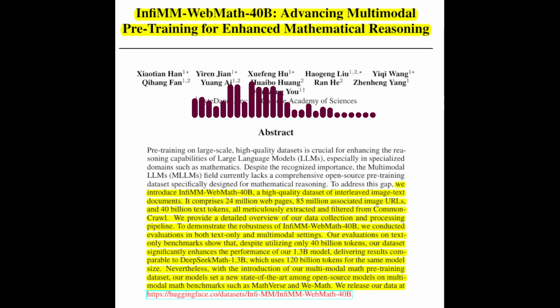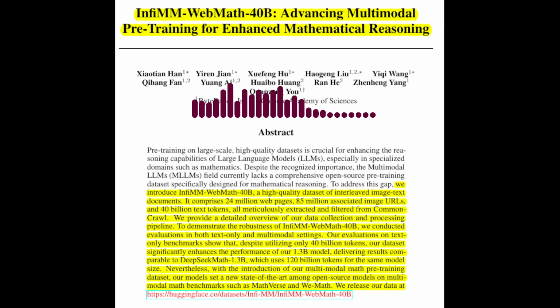So how does InfiMM-Math 40B address these challenges? InfiMM-Math 40B is a large-scale multimodal dataset that combines text and image data extracted from CommonCrawl, a massive repository of web data. The dataset contains 24 million web pages, 85 million associated image URLs, and 40 billion text tokens, all meticulously filtered and processed to ensure high quality and relevance to mathematical concepts. That's a significant amount of data.